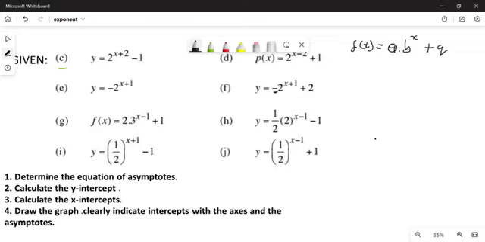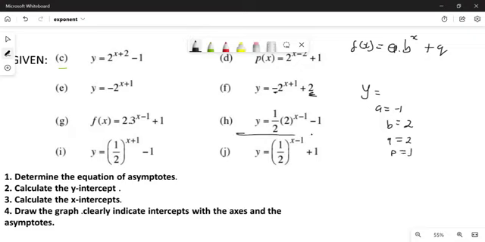So if you look at this equation here, if they ask you what is a, you're going to say a is going to be minus 1. If they ask you what is b, b is going to be 2. If they ask you what is q, you're going to say q is equivalent to 2. And if they ask you what is p, what is p here? 1.